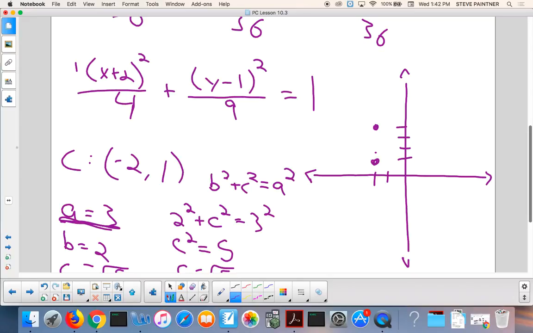We want to plot another one. Where do we go? Down 3, opposite direction. 1, 2, 3. Okay, so this is our major axis. How can we plot some more points for our ellipse? Right 2, left 2. B is associated with our minor axis. So we're going right 2 and left 2. That gives a rough look for our ellipse.